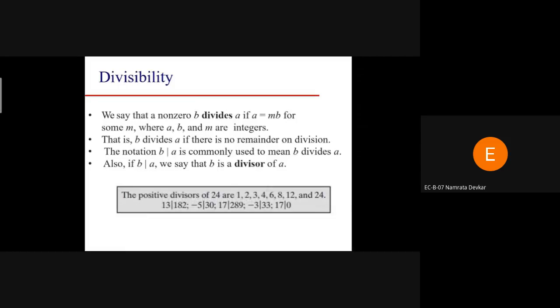Okay, so this is the concept of divisibility. We have to find the various divisors of particular integers. We can take some more examples. The number 182 is also divided by 13. Next, 30 is also divided by minus 5, but the answer will be negative. So for divisibility, mostly we take positive integers. Likewise, 289 can be divided by 17 also. 33 can be divided by 3. These are the common examples of divisibility.